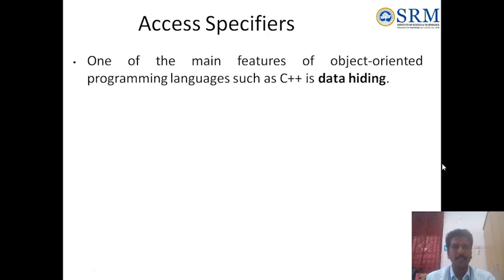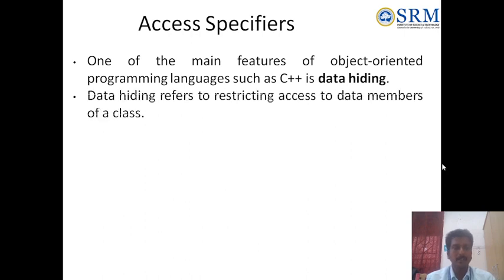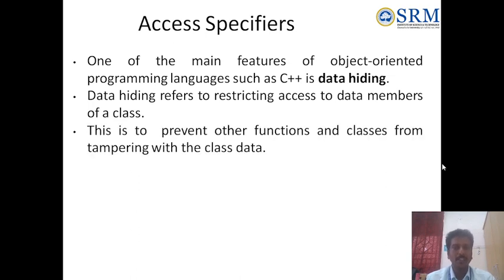The access specifiers are the main feature of object-oriented programming, called data hiding. Data hiding refers to restricting access to the data members of a class. Each class will have data members and member functions. These access specifiers restrict access to both data members and member functions. This is also used to prevent other functions and classes from tampering with the class data.